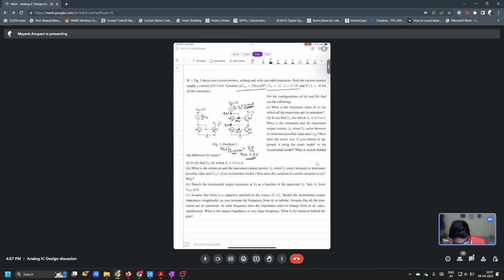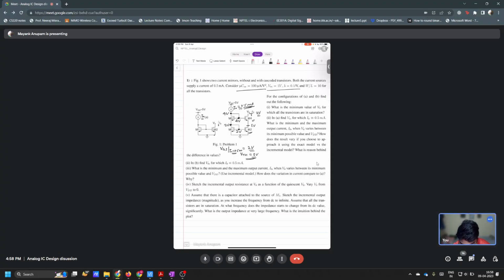So what should be the voltage here when M2 is at the edge of saturation? VGS minus VT, 1 volt. Fine, it's 2 volts. Now tell me what should be the voltage here when M4 is at the edge of saturation? 2 volts. 3 minus 1, right? 4 minus 1.